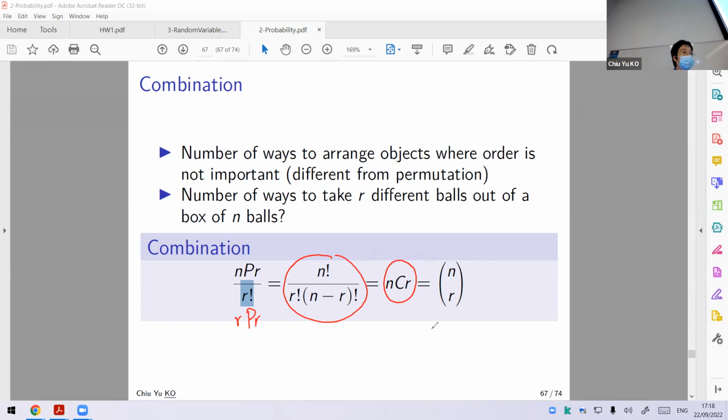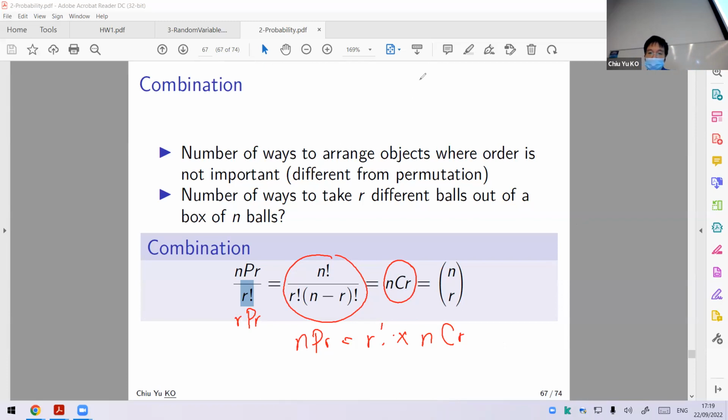This expression we call NCR. If you don't like this idea, you can think of it the reverse way. If you do things unordered, that is NCR, and for each combination you can rearrange them R factorial ways. So you end up with the same idea: NPR should be the same as R factorial times NCR. Regardless of what you think, you get the same formula. One way is to start with permutation, divide by the overlap, R factorial, and you get NCR. Or start from NCR, and for each combination you can rearrange them R factorial ways, so that's your NPR. Regardless of what you do, that's what we have.